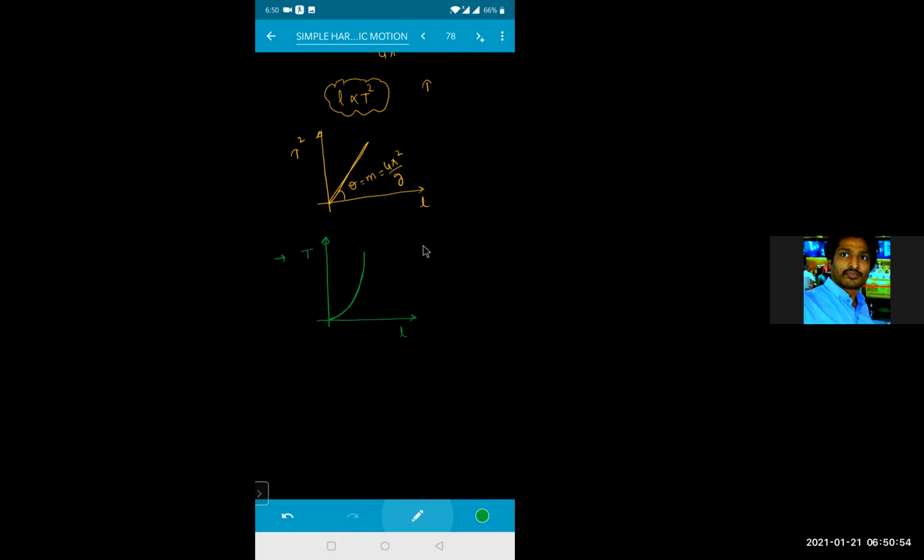L versus T and L versus T square graph coincides at T is equals to 1 second, beta. So anyhow, ultimately I can say that T is directly proportional to root of your L. That means the time period of the longer length divided by time period of the shorter length will be equal to your n of your frequency, number of oscillations of the shorter divided by your n of your longer. అంతే కదా, frequency is inversely proportional to time period కదా. That means that will be equal to under root of your length of the longer part divided by your length of the shorter part.